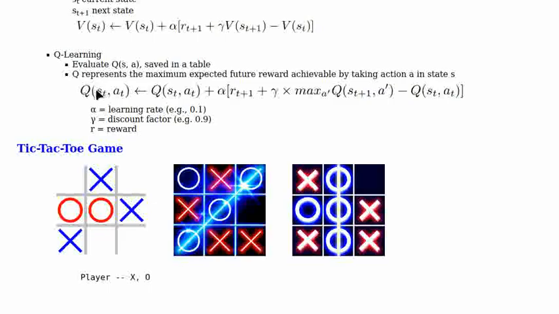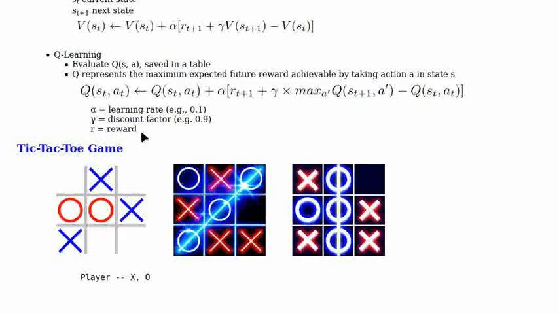The update of Q(S,A) is given by this formula: Q(S_t, A_t) plus alpha times (R_{t+1} plus gamma times the maximum of Q(S,A) at the next state, minus Q(S_t, A_t)), where alpha is the learning rate, for example 0.1, gamma is the discount factor, for example 0.9, and R is the reward based on system outcome.